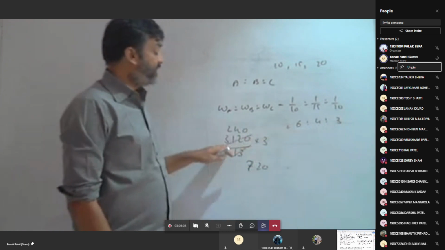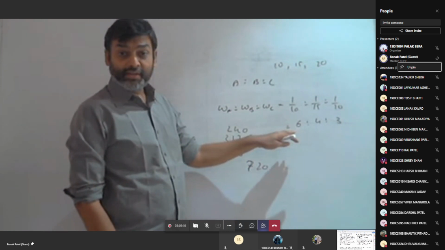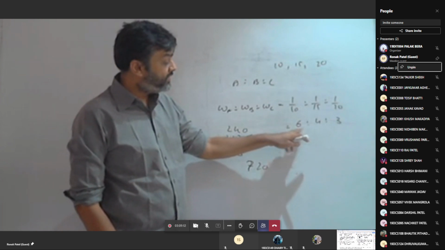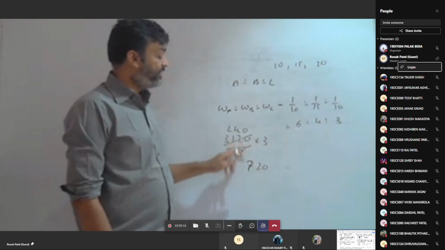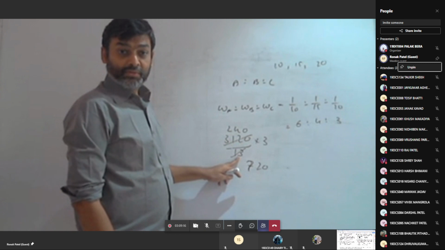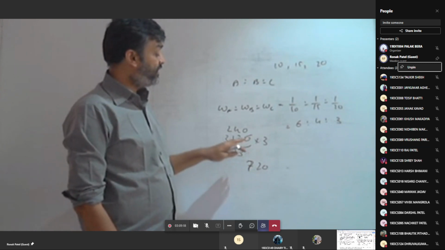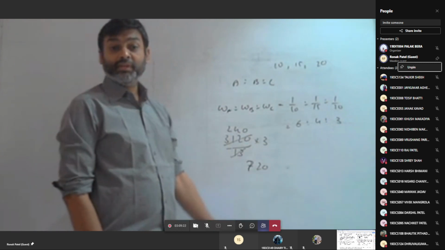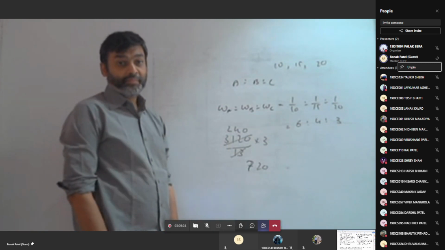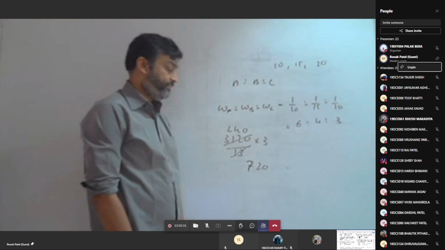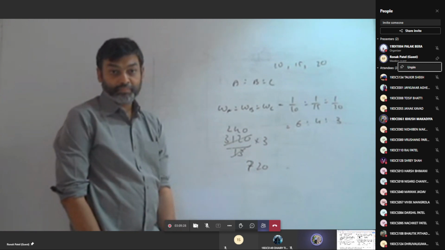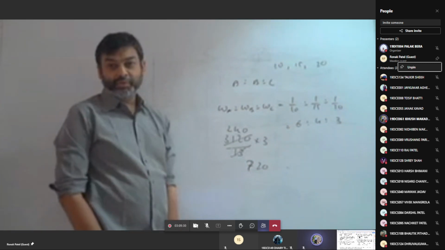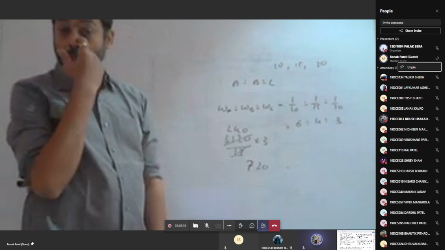Now I have to divide 3120 rupees among these 3 persons. So the total is 6 plus 4 plus 3, which is 13. I divide by 13. So these are the total parts, and the value of one part is 240. I should give 3 parts to C because they ask for the share of C. Now clear? Yes, sir. Okay, so try question number 8.